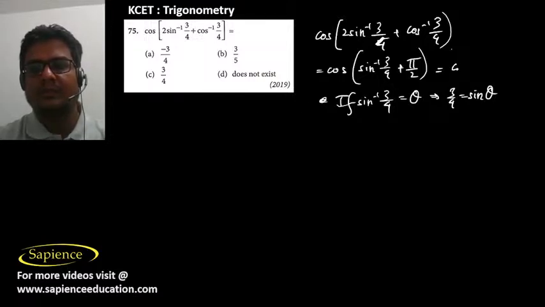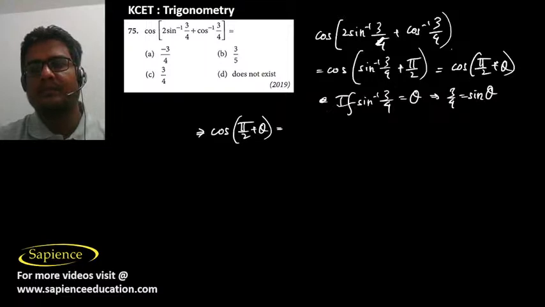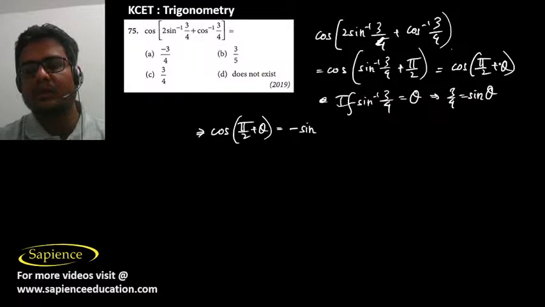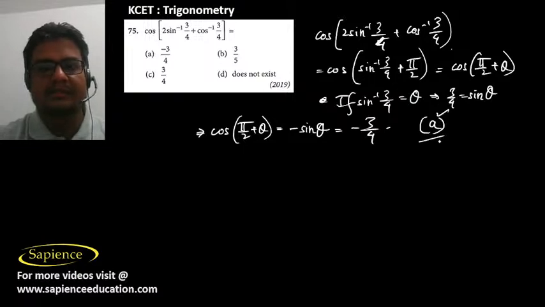Okay, so this we can write as cos of pi by 2 plus theta. Pi by 2 plus theta is in the second quadrant, so it will be minus sine theta. In the second quadrant, cos has negative values, so it will be minus sine theta. Sine theta is 3 by 4, so that will be minus 3 by 4. So option A is the correct answer.